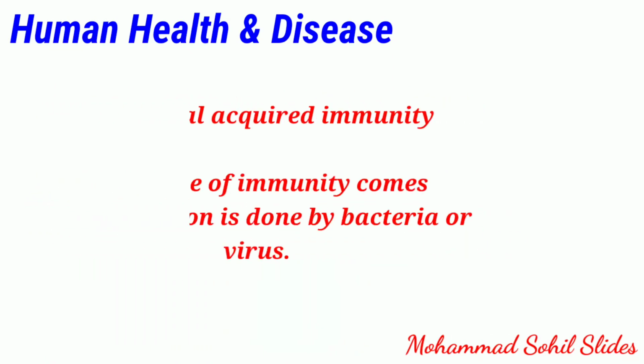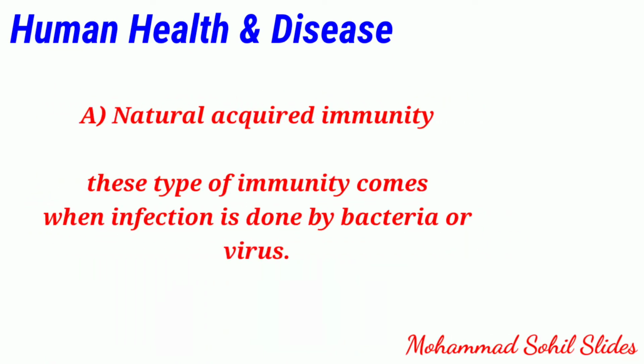This type of immunity comes when infection is caused by bacteria or virus. During infection, antibodies are produced against this pathogen. This is the first response to antigens which have never infected the body earlier. If the infection of the same pathogen occurs again, the disease will not affect the person because the antibodies are already present in the body.